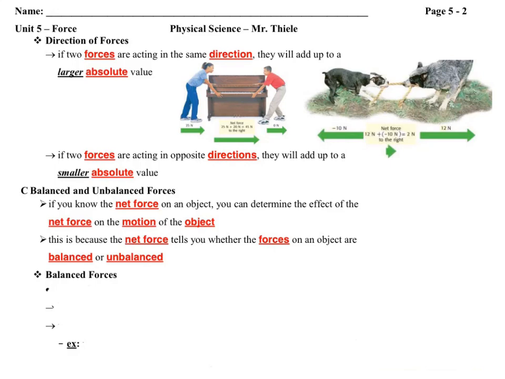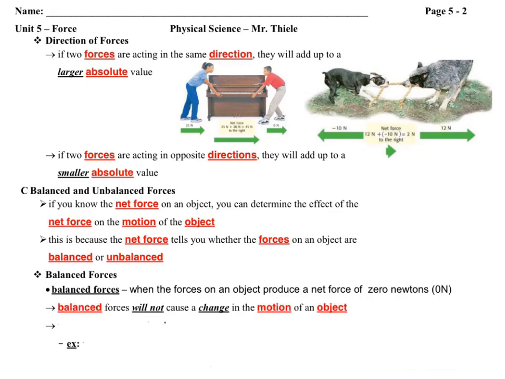Okay, so we'll talk about what these things mean here. When the forces on an object produce a net force equal to 0 newtons, that situation is called balanced forces. When you have balanced forces, the net force on an object will be 0 newtons. And what we can say is that balanced forces will not cause a change in the motion of an object. So however an object is moving or not moving, if it has balanced forces, its motion will not change.